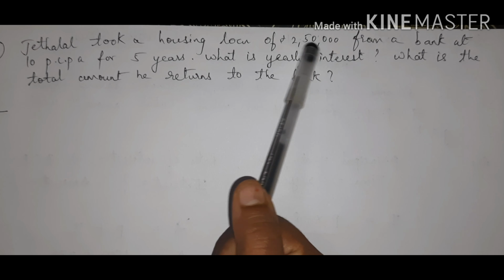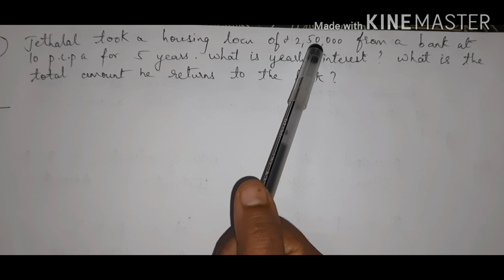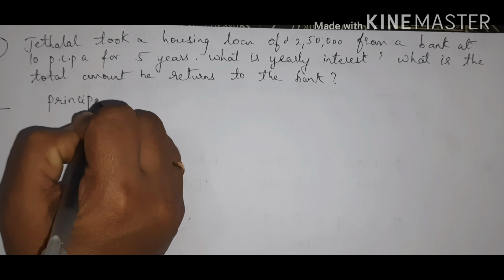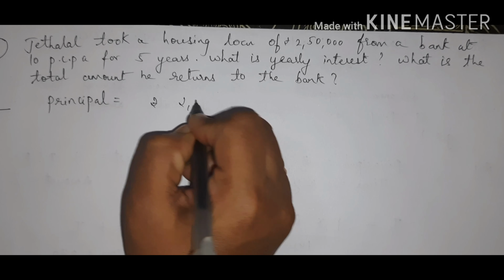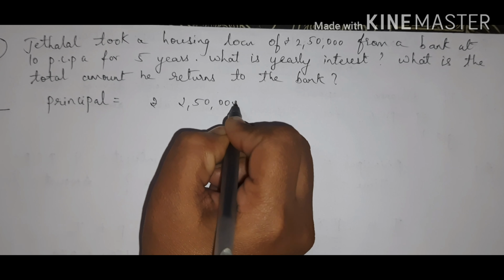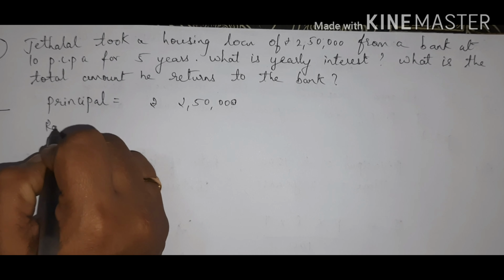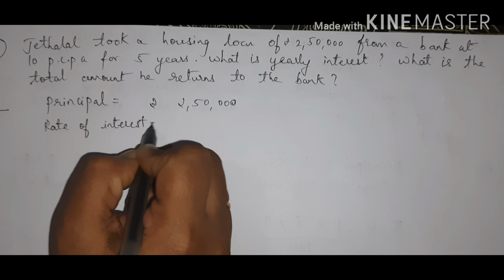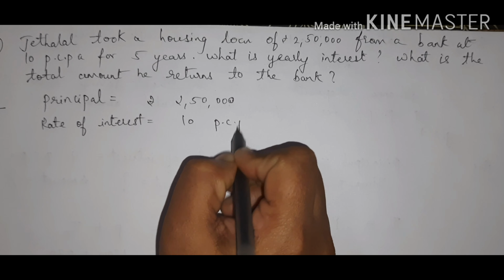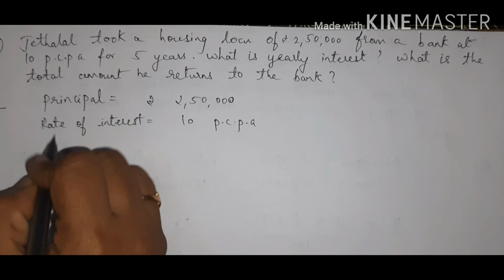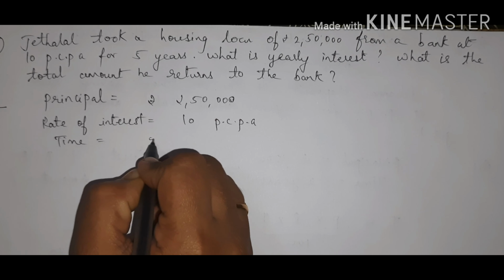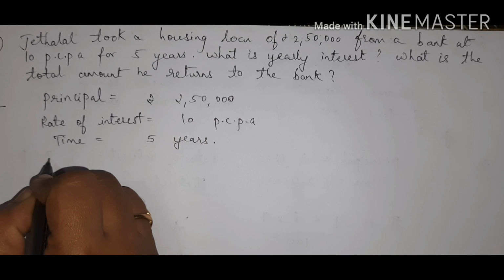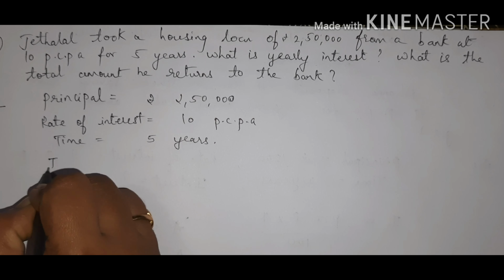Here whatever amount is given, that is your principal amount. Principal is equal to how much? Rupees 2,50,000. Okay, what is the rate of interest? Rate of interest is equal to 10 PCPA. Write down what is given, that is the given data. Then time is given as 5 years, and we have to find out first the yearly interest.